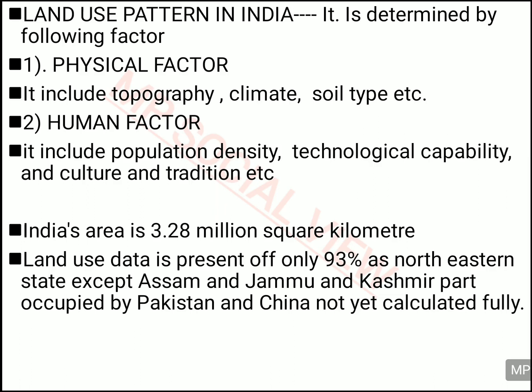So the total area of India is 3.28 million square kilometers. Of this area, we have the data for only 93% of the land, because for the rest 7%, which is in Jammu and Kashmir, some parts of Kashmir are occupied by Pakistan and China, and there are some parts in northeastern states where the calculation is still not done. So we only have the data for 93% of land.